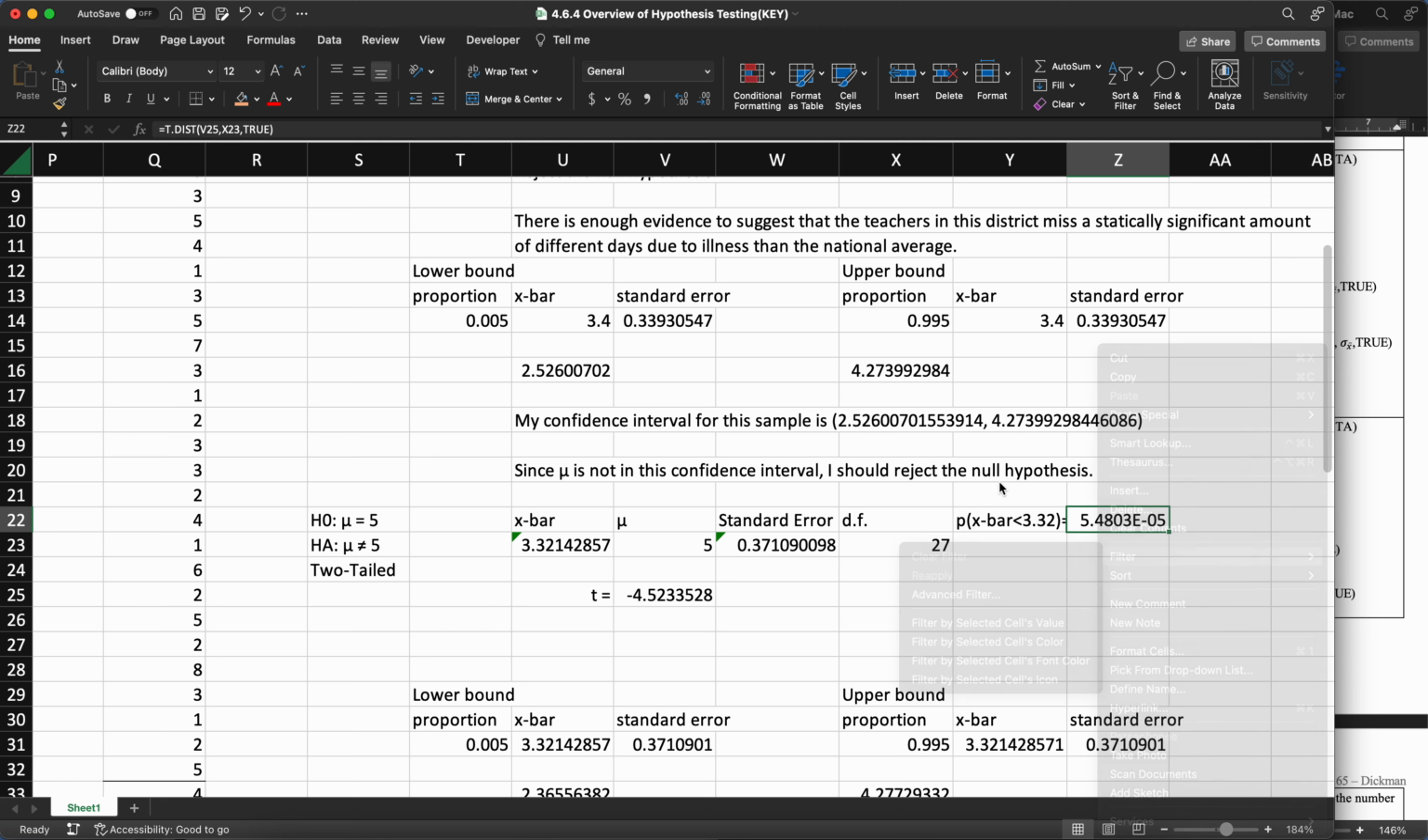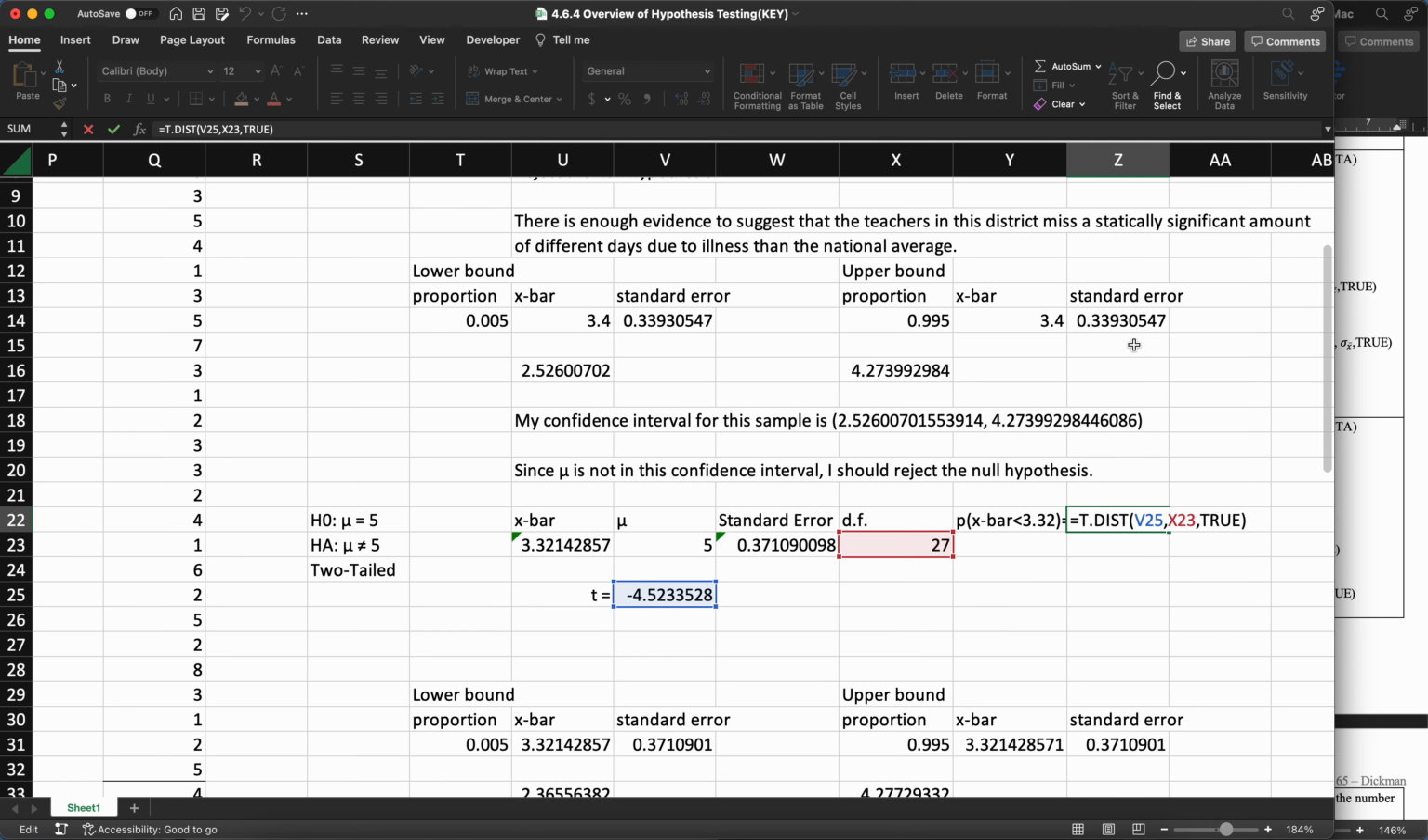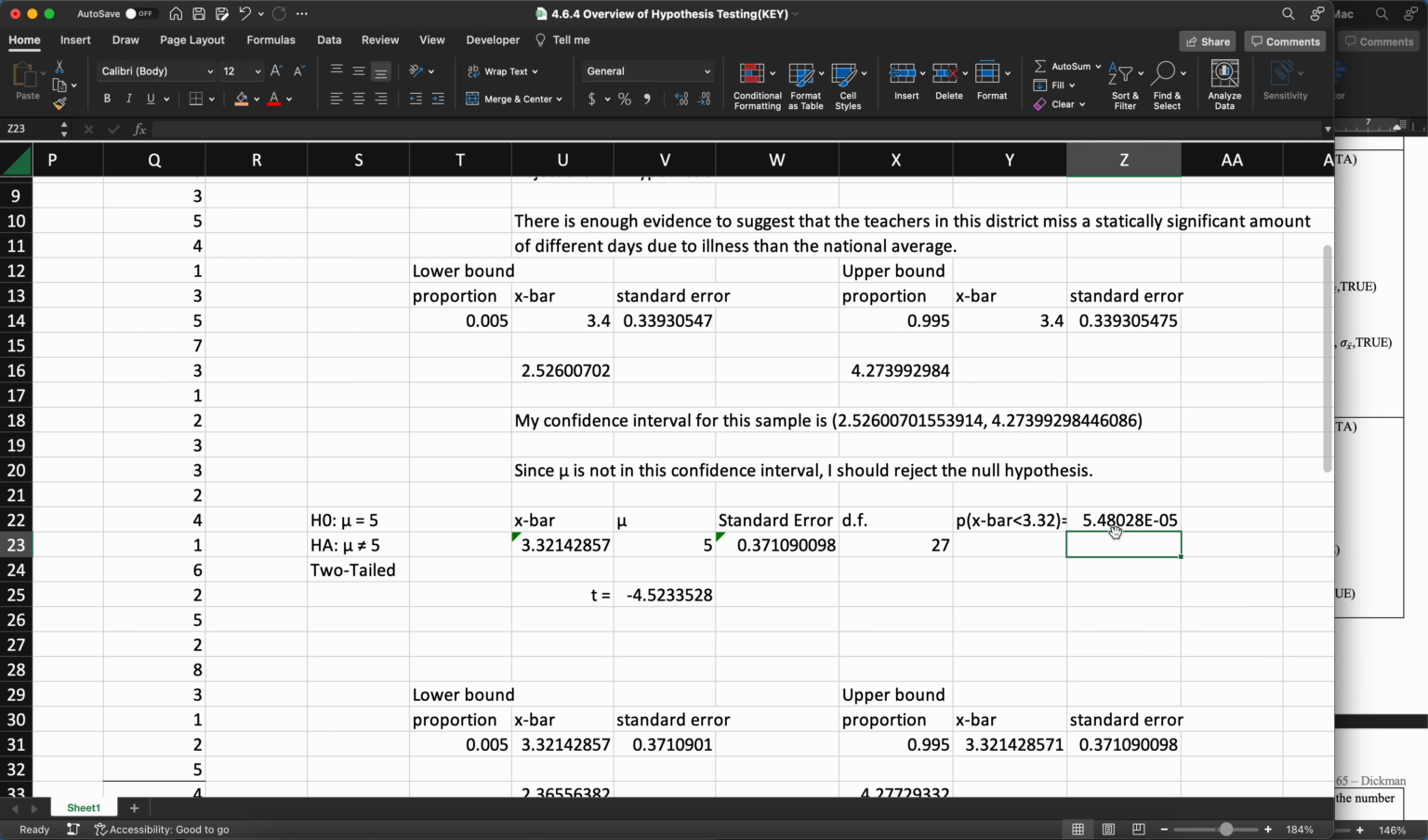So you can see here that even though this value is not as small as the previous one, it's still a very small probability. So this is less than the 0.01 that we were looking for. Even after I double it, since I need to double it 2 times, this is still less than our 0.01 significance level, and so we will reject the null hypothesis.